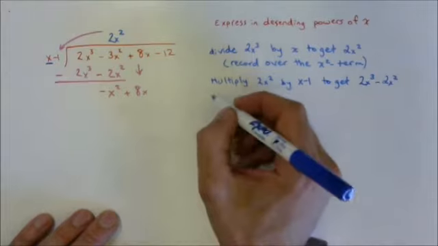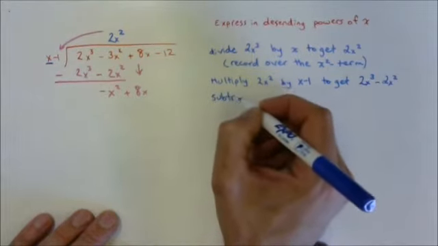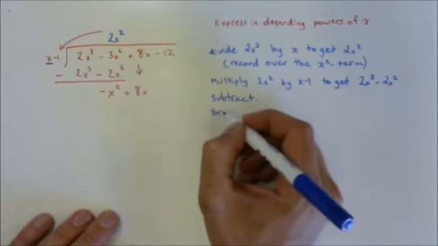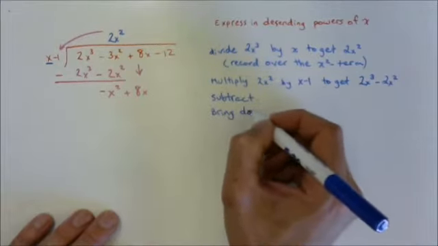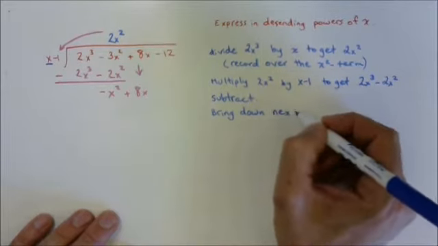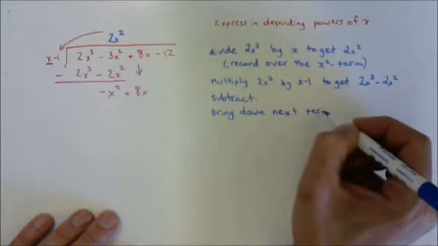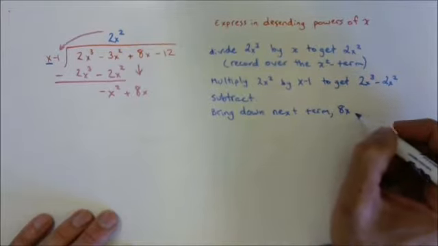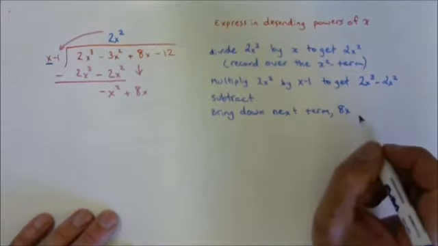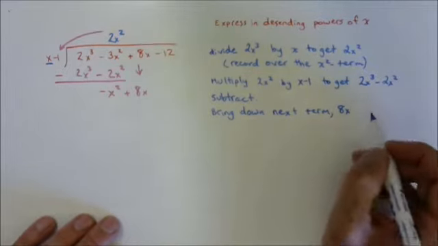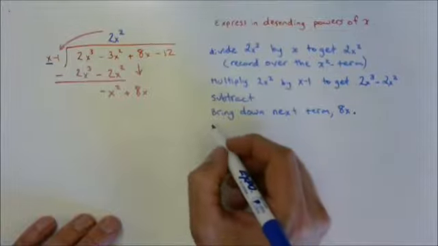Then subtract. Then bring down the next term, which in this case is positive 8x. Now what do we do? We're just going to say repeat.